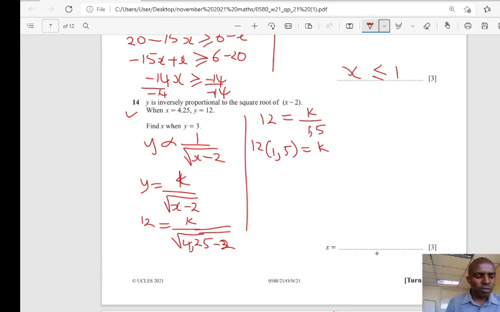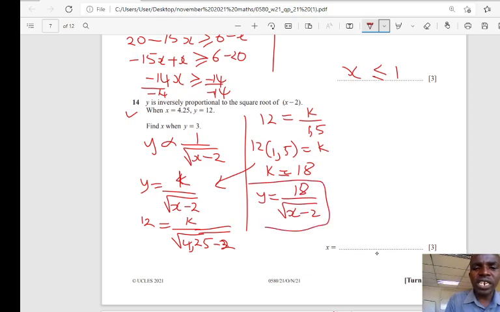1.5 times 12, you get 18. So your k is equal to 18. Now you find the equation connecting x and y. You just substitute your k there, so y is equal to 18 over the square root of x minus 2. This is the equation connecting x and y. That's the equation that you use now to work out this question.